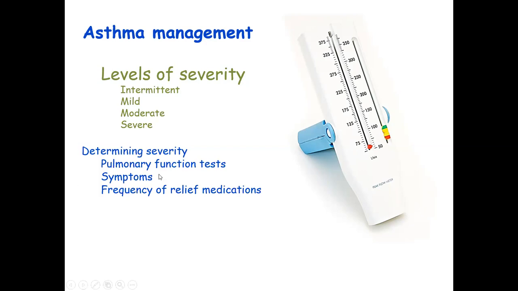The severity, there's pulmonary function tests. You also look at the symptoms, and then you look at the frequency of relief medications. So what does that mean, the frequency of relief medications? Well, you're going to find the staple, the number one medication used when somebody's having an asthmatic attack is a beta-2 agonist. It's albuterol.